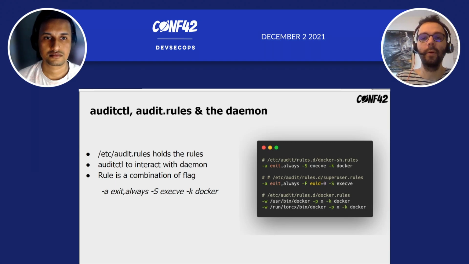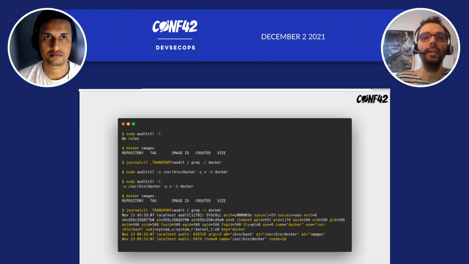So, for example, if I want to audit everything related to Docker, I can just add a simple rule. In this example, I run a docker images command just to list my current images on my system. If I check the journal, I won't see anything because I don't log anything. So now I'm going to add a rule to say that everything going on with the /usr/bin/docker path, which is an execute command, I want to log it.